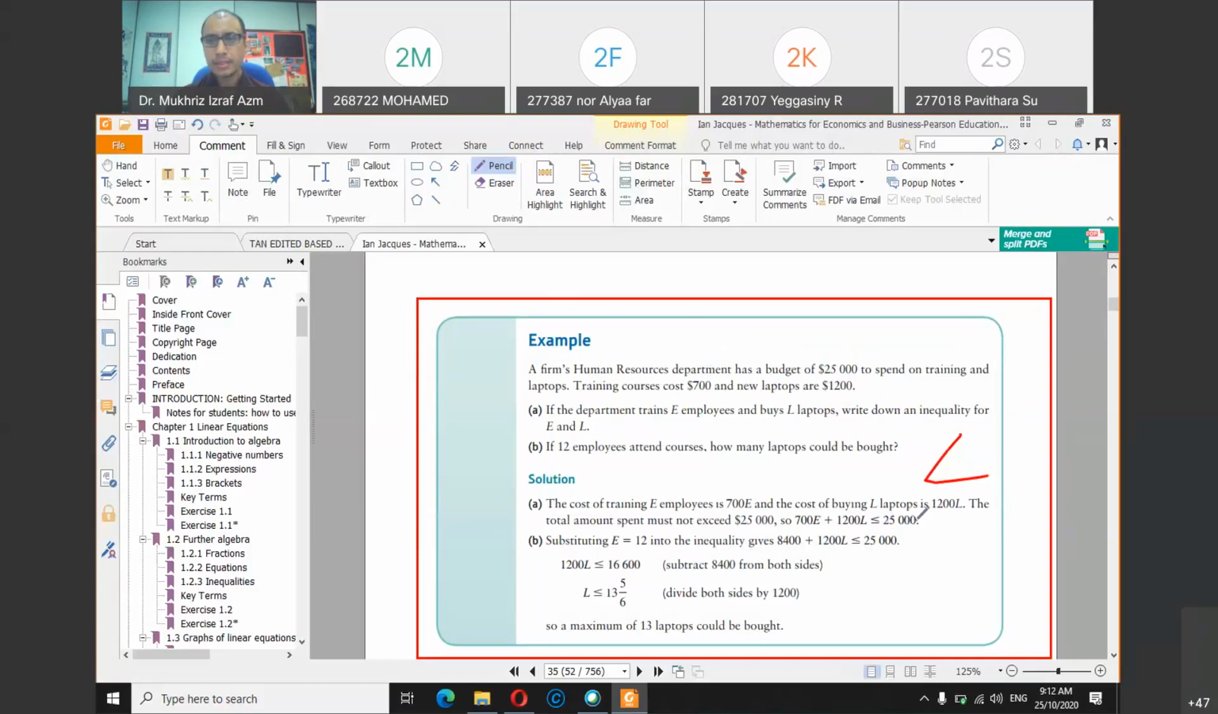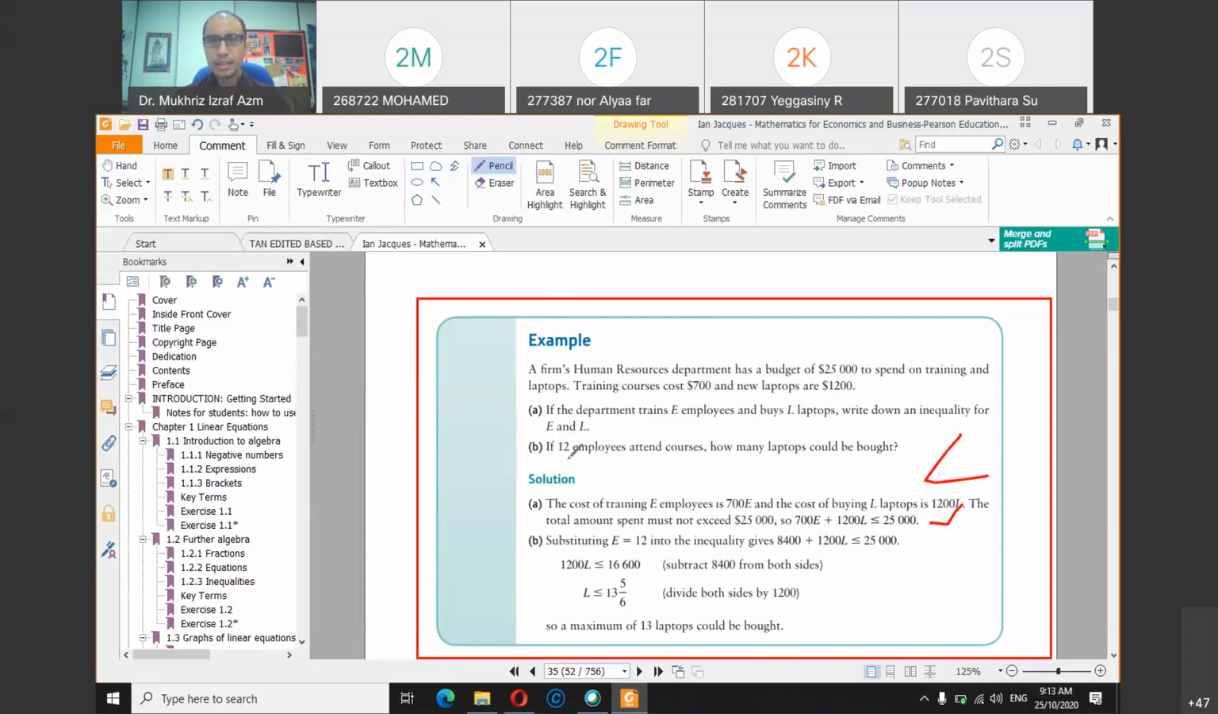I think this is a simple example, but it illustrates the idea of constraint, because the topic of inequalities is basically about constraint: how much can you go beyond, or whether you can go less than that. In the case of a firm like this, you have a limited budget of 25,000 to be spent on two things, training and laptops. So it shouldn't exceed 25,000. It should be less than or equal to 25,000.